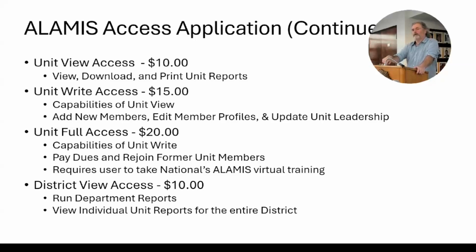And all of those reports are in there. You can see who your new members are. You have a new member report. You have leadership reports. You have who joined your recruiting reports. All of your reports are in there. And with unit view access, which costs $10, you can view, download, and print all of those reports. As a person who's doing the membership for your unit, it's so important to have. Again, it's like trying to pass a college class without a textbook.